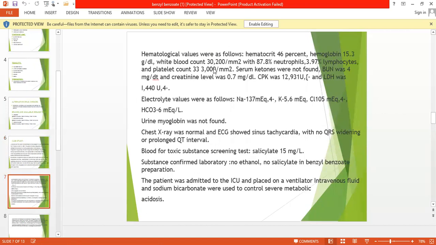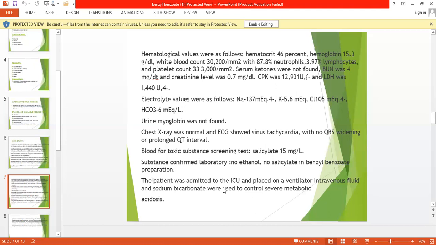Hematologically, these are some lab tests of the patient, and these are the electrolyte values of the patient, and urine myoglobin was not found. Chest x-ray was normal and ECG showed sinus tachycardia with no QRS widening or prolonged QT interval. Blood for toxic substance screening, salicylate, that is very toxic for body, salicylate 15 mg per liter. Substance confirmed laboratory, no ethanol, no salicylate in benzyl benzoate preparation.